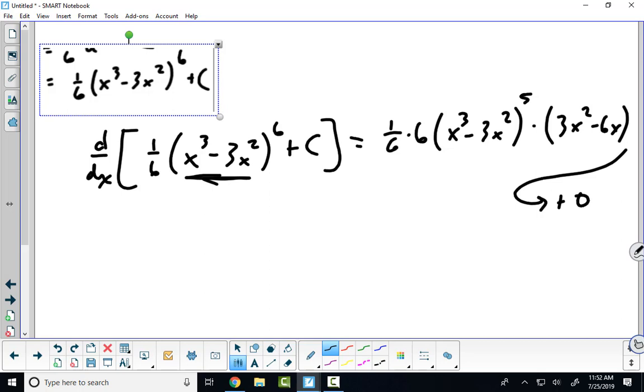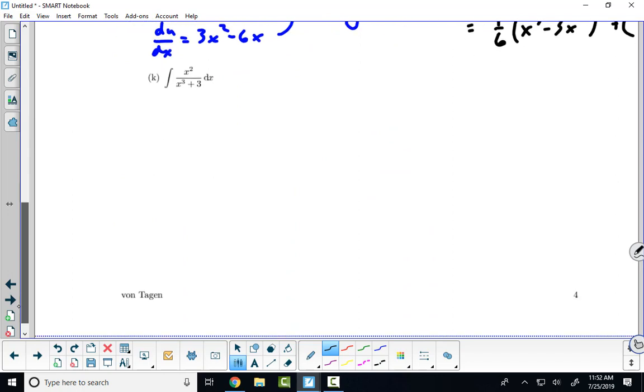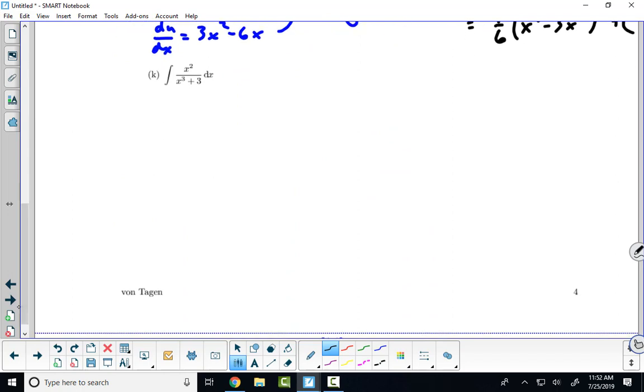Do you see why we do a u substitution? I said this before. A u substitution is done to undo the chain rule. It's a methodical way of undoing the chain rule. All right, let's do another one. Actually, we're just going to work these all together.